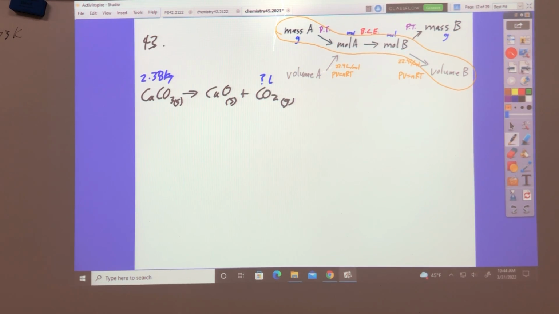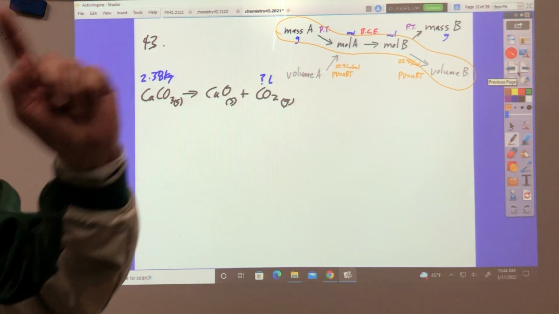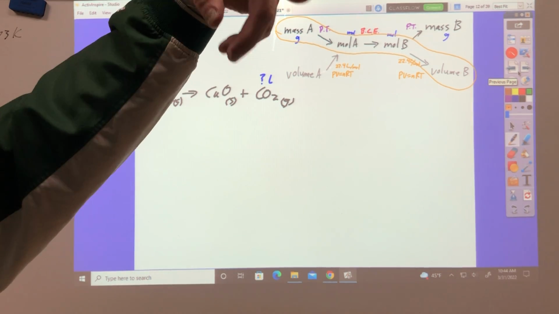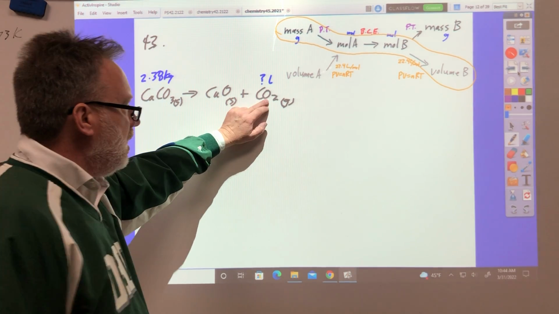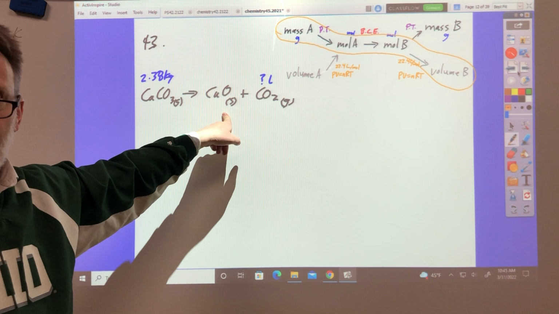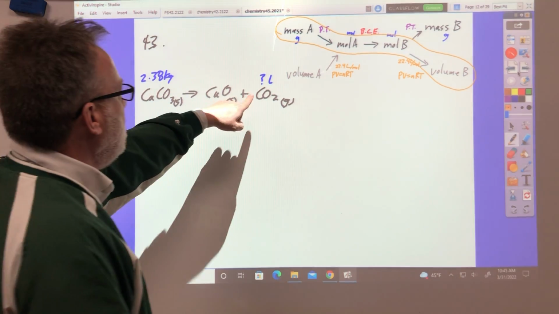All right, 43. Solid calcium carbonate is heated. They do this at concrete plants. There's a big one at Findlay on the way into Findlay on the highway out here. I think they do this. It's heated, decomposes to form solid calcium oxide and carbon dioxide. They use this to make concrete. How many liters of carbon dioxide will be produced at STP?